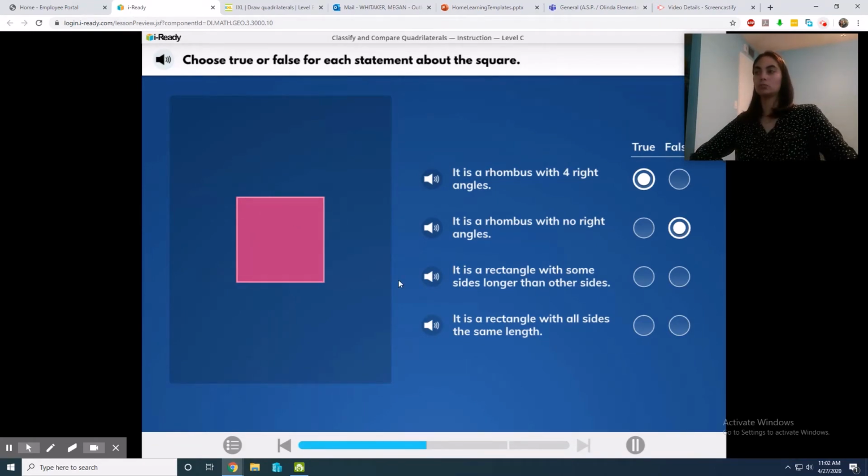No, because all the sides are the same length. It's a rectangle with all sides the same length. All sides are the same length.